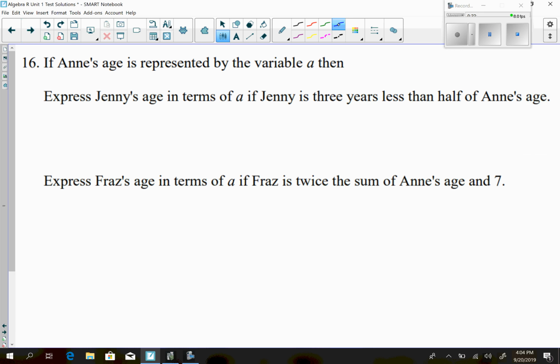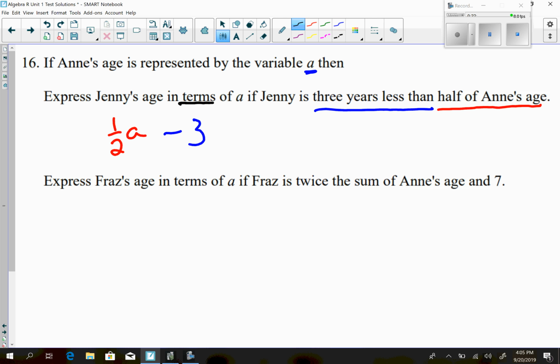Number 16, Anne's age is represented by the variable A. Express Jenny's age in terms of A if Jenny is 3 years less than half of Anne's age. So half of Anne's age would be half of A, or you could write A over 2. 3 years less than what I just wrote means take 3 away. And we're done. That's Jenny's age.